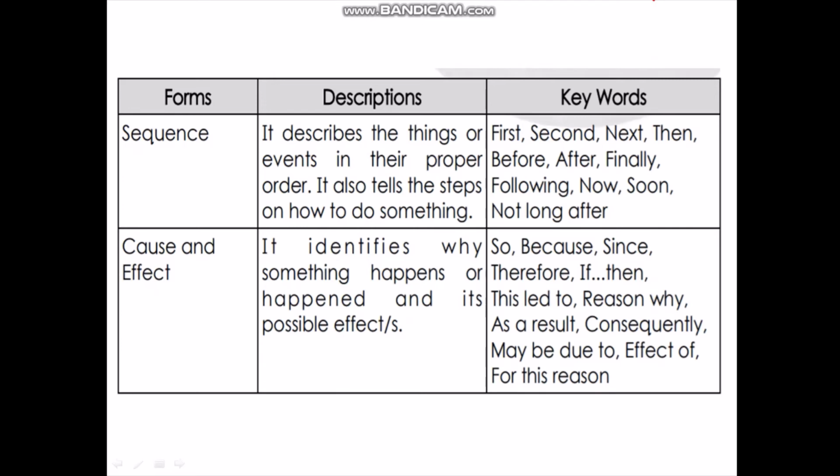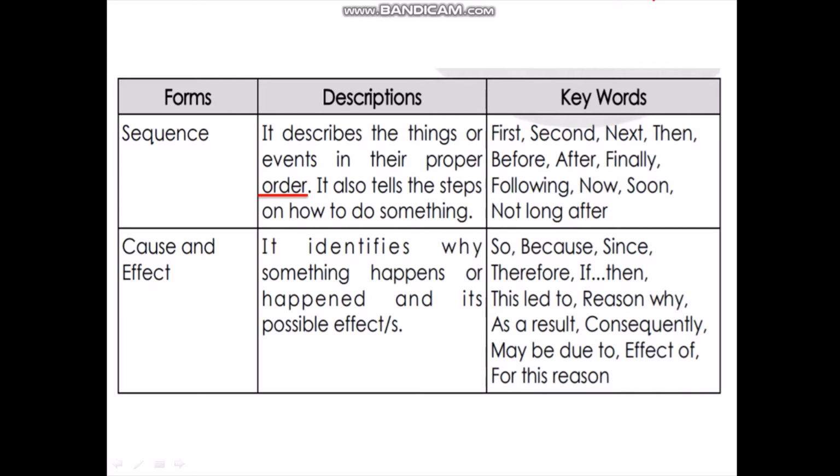The first one, we have sequence. It describes things or events in the proper order. It also tells the steps on how to do something. So sequence, order. Remember that it tells the steps on how to do something. You can easily know if the informational text is a sequence if you can see the keywords first, second, next, then, before, after, finally, following, now, soon, not long after, or if it tells a step.